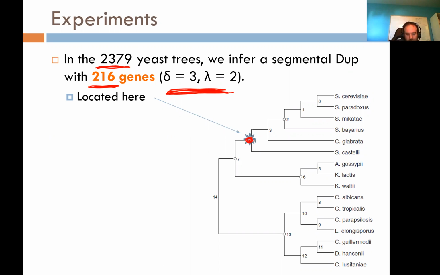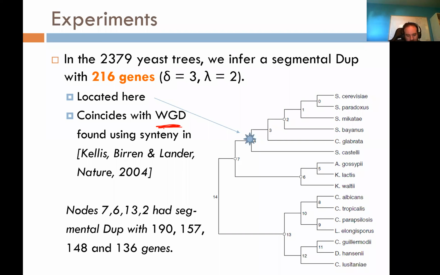And this is to show what this kind of algorithm implementation can be used for. This location coincides with a whole genome duplication that was found using complicated techniques in this famous Nature paper. So if they had been 20 years in the future, they could have just run our algorithm and they would have found it, but it's not always that obvious because some other node had huge segmental duplications. So what this can be used for is to hypothesize locations of segmental duplications on the species tree.